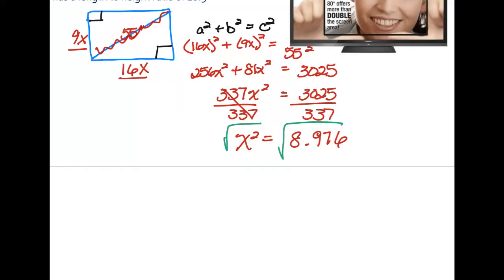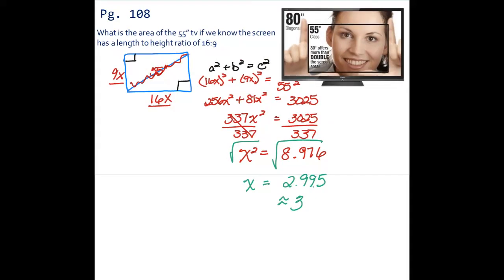Square root. X is just a little lower than 3. 2 point something? 2.995. Right? You know what? We're going to say it's 3. All right, so then this means 16 times x is 16 times 3. That's 48 inches for the length. 9 times 3 is going to be 27 inches here.